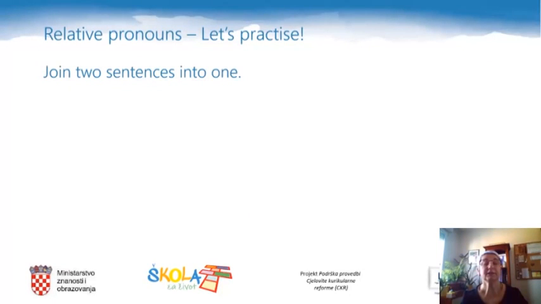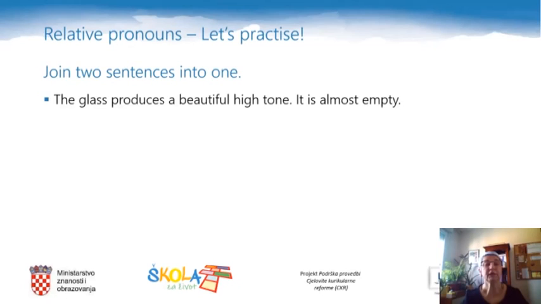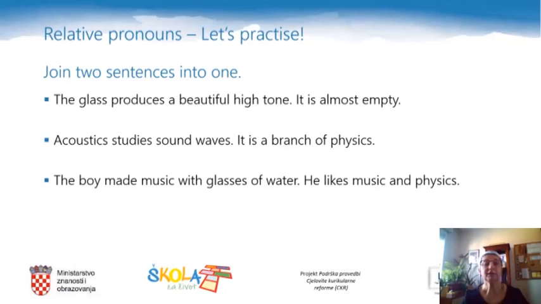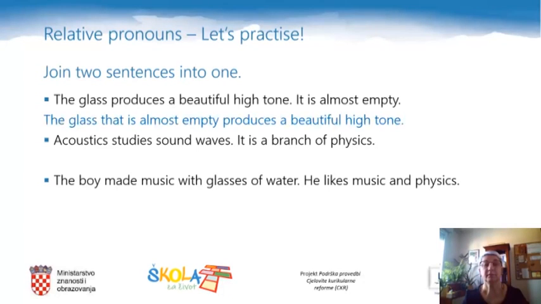Let's practice. Your task now is to read carefully 2 sentences and try putting them into one, in which you will use a relative pronoun, introducing a relative clause. The glass produces a beautiful high tone. It's almost empty. The glass that is almost empty produces a beautiful high tone. You can also say the glass which is almost empty. It's all the same.